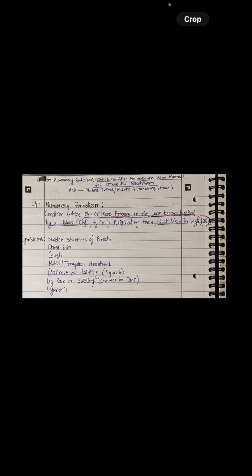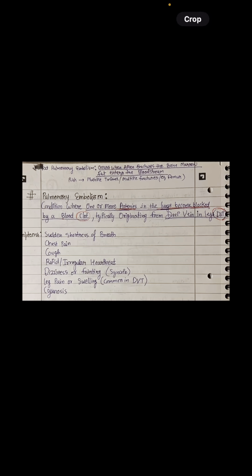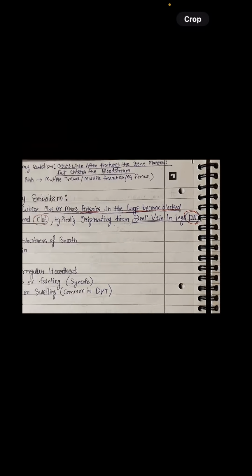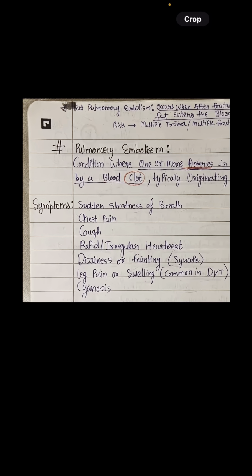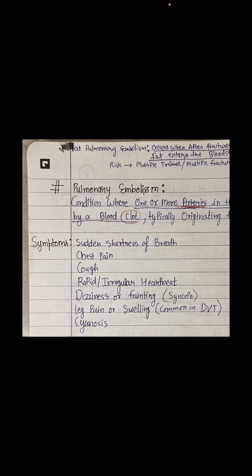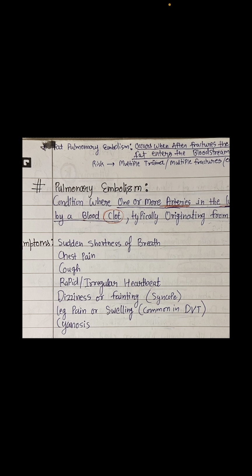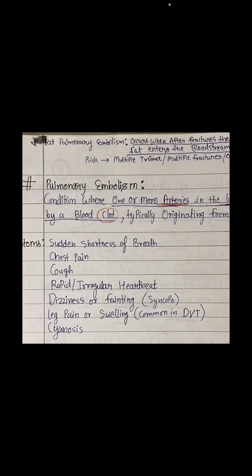Pulmonary embolism is a condition where one or more arteries in the lungs become blocked by a clot, or let's say an embolus, which typically originates from the deep veins in the legs. We also call it DVT. Symptoms: one thing to remember is the sudden shortness of breath. There are a lot of lung pathologies, but only a few in which sudden symptoms appear. In pulmonary embolism, we can see sudden appearance of shortness of breath, a sharp stabbing kind of chest pain, a cough, and irregular heartbeat because of the blockage.